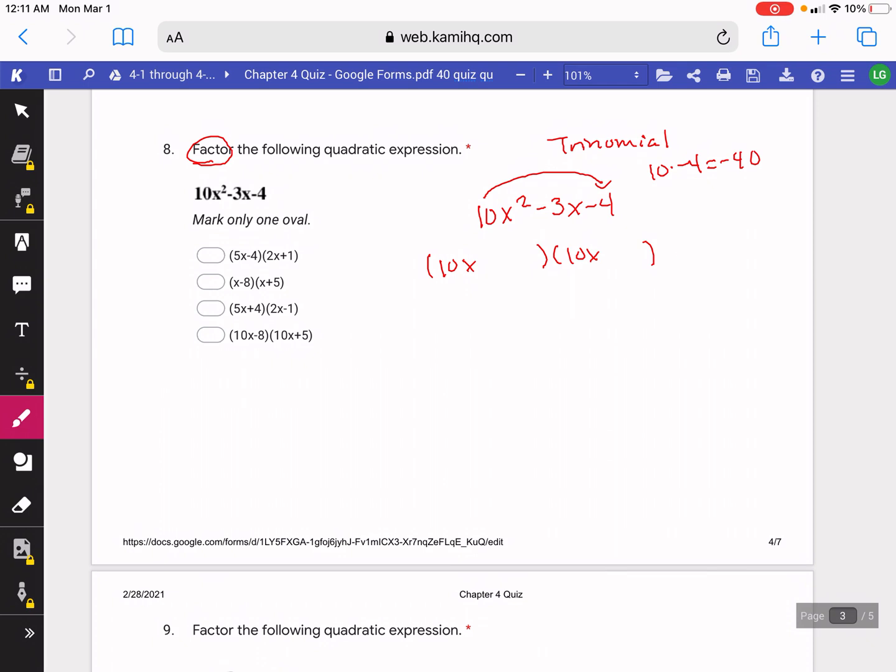And I'm going to set up my blanks. Blank times blank equals negative 40. Blank plus blank equals negative 3. I'm going to find numbers that multiply to get 40.